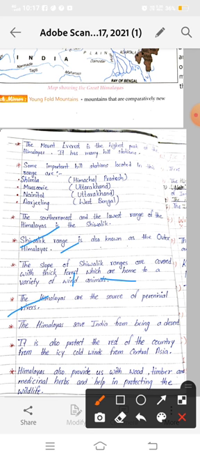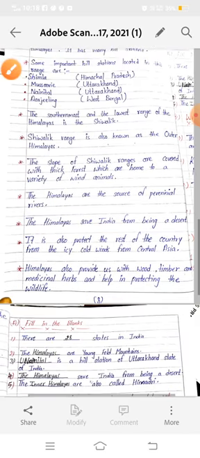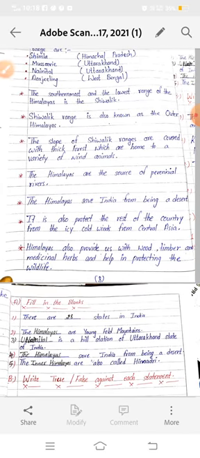As I told you, the Himalayas are very important to us because many rivers originate from the glaciers which we have on the Himalayas. Okay, and the Himalayas save India from being a desert. They also protect the rest of the country from the icy cold winds from Central Asia, and the Himalayas also provide us with wood, timber and medicinal herbs and help in protecting the wildlife. Okay, so we have completed the revision of this chapter and all the important key points of this chapter.